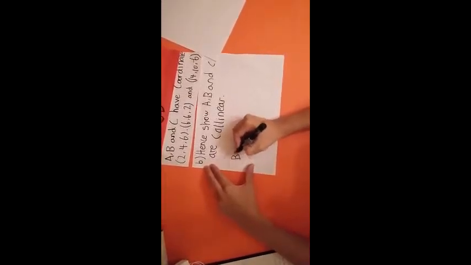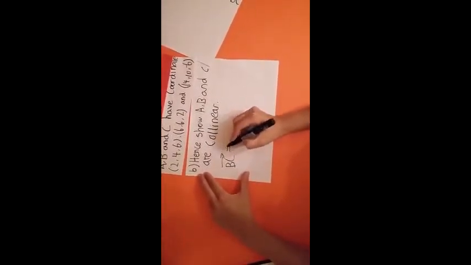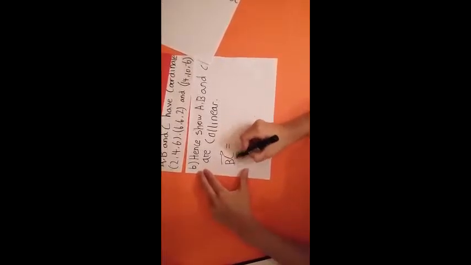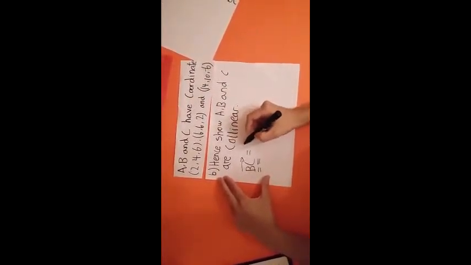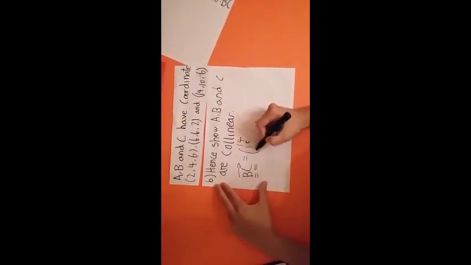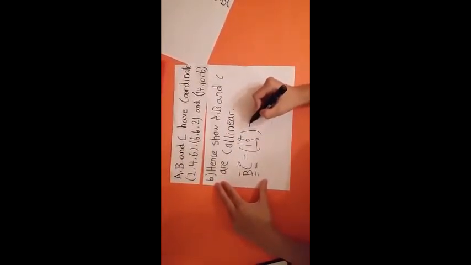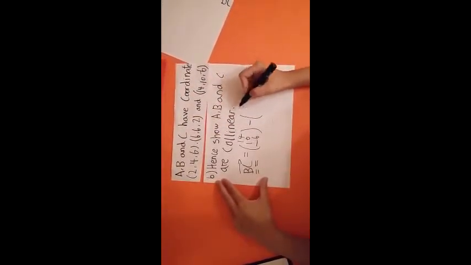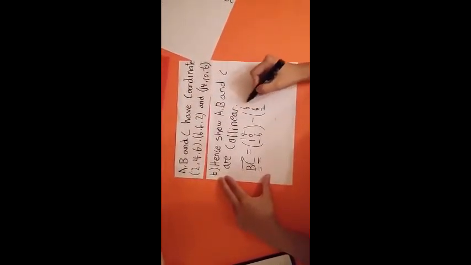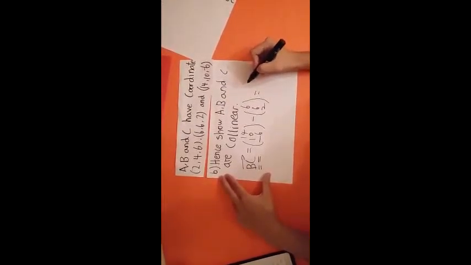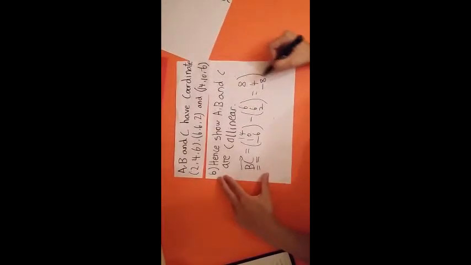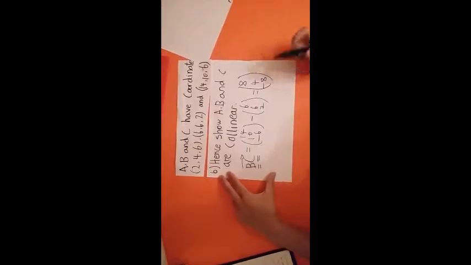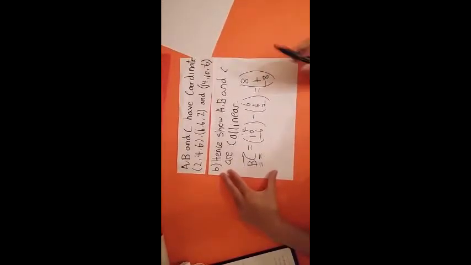To find the component of BC, we need to take the C vector minus the B vector. In this case, the C vector is (14, 10, -6), minus the B coordinates, (6, 6, 2). 14 minus 6 gives us 8. 10 minus 6 gives us 4. Minus 6 minus 2 gives us minus 8. And so here we have the component of BC.